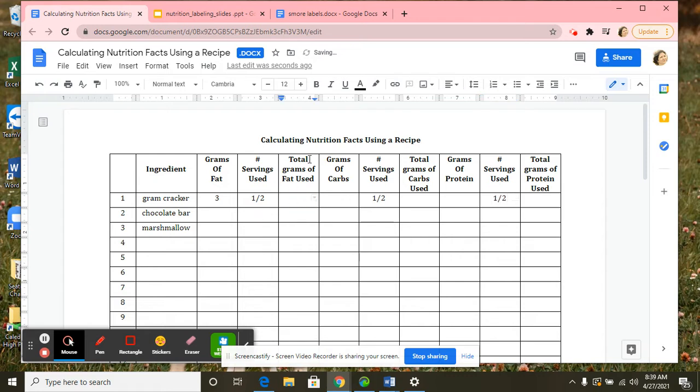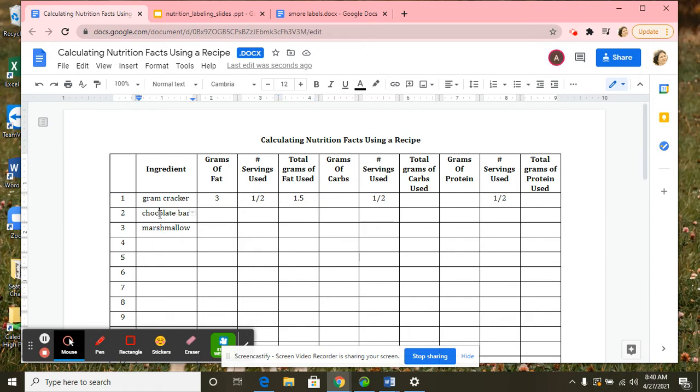Okay. So now I need to calculate the total grams of fat used for my s'more from my graham cracker. So I'm going to take that 3 times 0.5 to give me 1.5. So I'm getting 1.5 grams of fat from the graham crackers in my s'more. I'm going to do that same process going across the table.